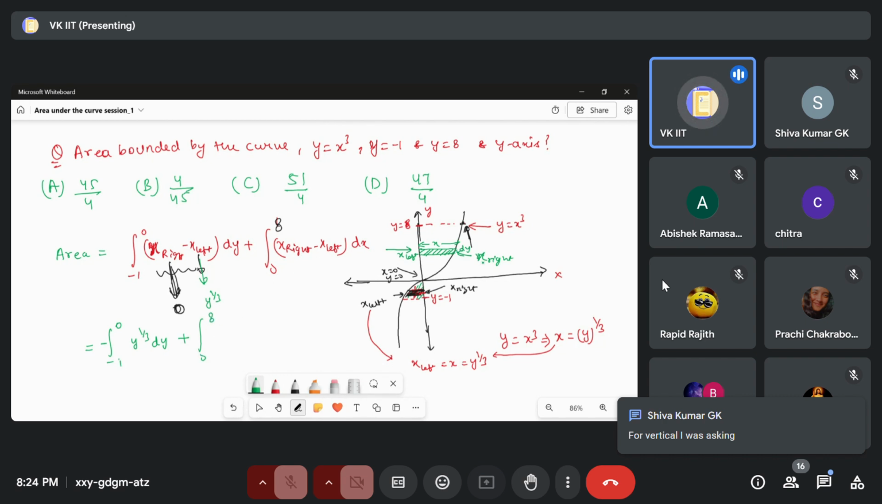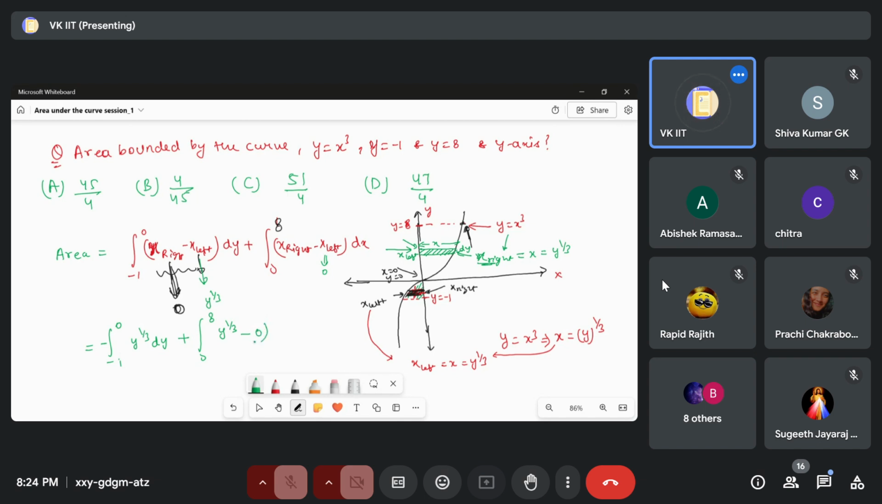Achha, what about x right? X right is nothing but the same thing: x, which will be written as y to the power 1 by 3 again. And what about x left? X left in this case is 0 because it is lying on the y-axis. Okay, just solve that and get your answers. The answer for this question is 51/4. That is the correct answer.